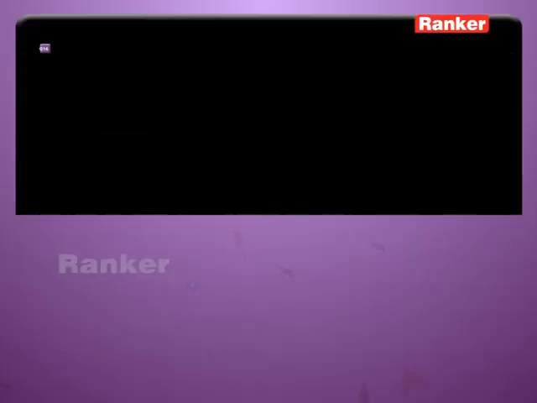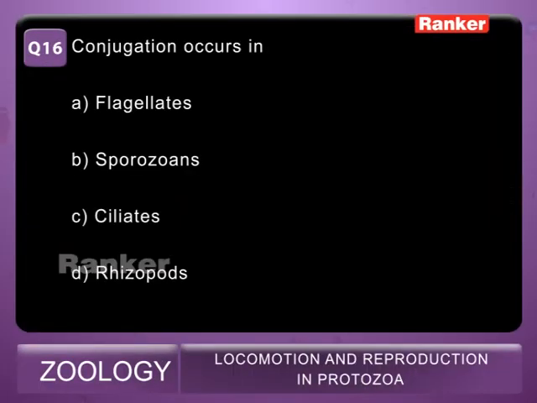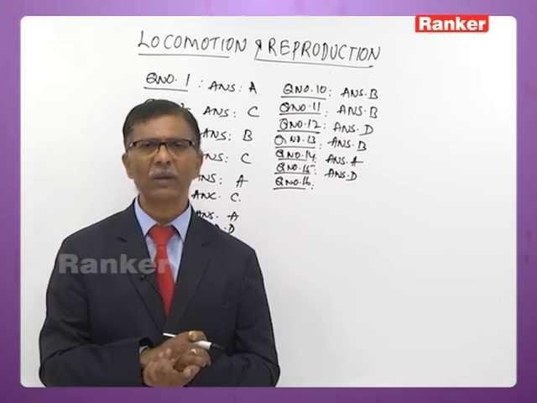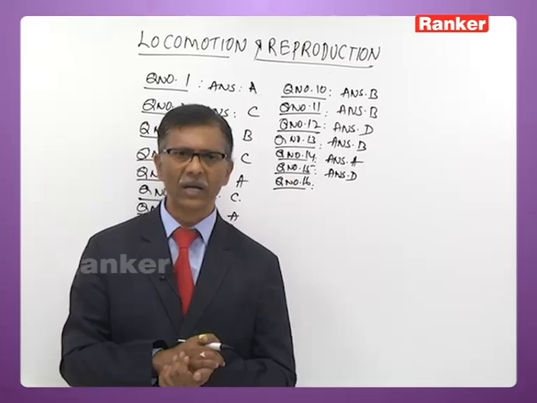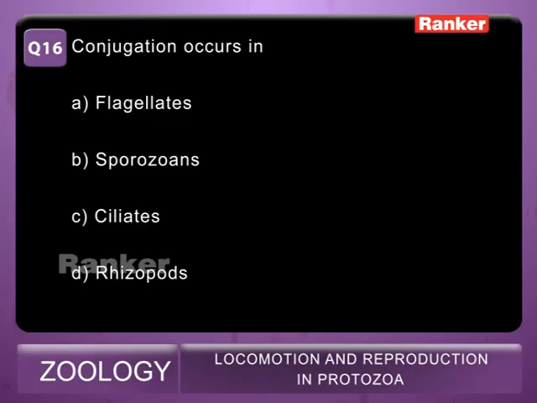Now question number 16, conjugation occurs in. Conjugation is union of two organisms, temporary union of two organisms which are senescent in nature for the exchange of the nuclear material. Options here given are A. flagellates, B. sporozoans, C. ciliates, D. rhizopods. Usually ciliates reproduce by conjugation to overcome senescence and to get rejuvenated themselves. So for question number 16, correct answer is C.